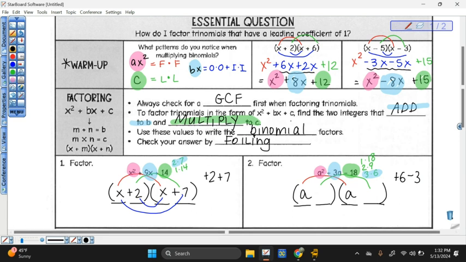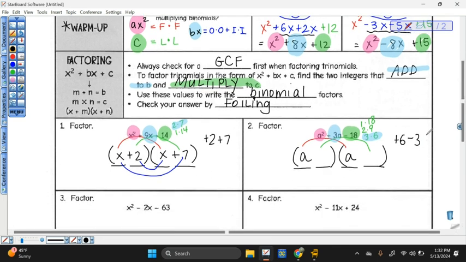Right? Every single pair that we use has 4 different possibilities. I could use a positive 6 and a positive 3, but that would get to 9. I don't want 9. I want 3. I could use negative 6 and negative 3, but that would get me to negative 9. That's not what I want. Or I could do negative 6 plus 3. That's negative 3. That's not what I want. I want a positive 3. So I want to use this, positive 6 minus 3. And those are my factors, a plus 6, a minus 3.